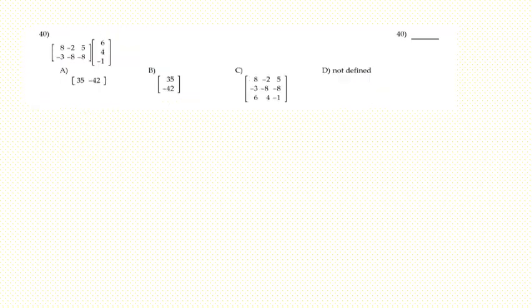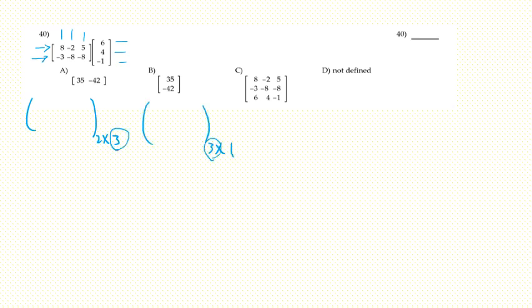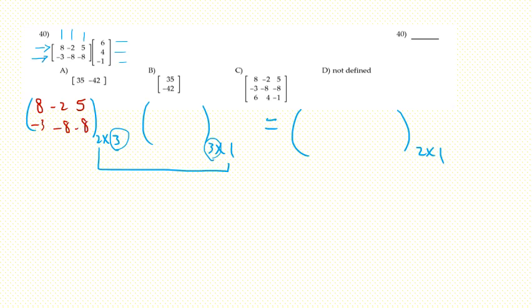Another multiplying of matrices, the order of the first one is 2 rows by 3 columns. So the order of the first is 2 by 3. And the order of the second is 3 by 1. Since I have the same number here, I can multiply them and the answer is going to be 2 by 1. So the first matrix is 8, negative 2 and 5, negative 3, negative 8 and negative 8. Second one is 6, 4 and negative 1.